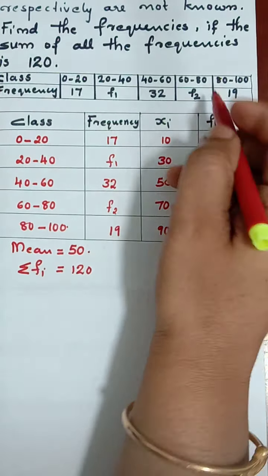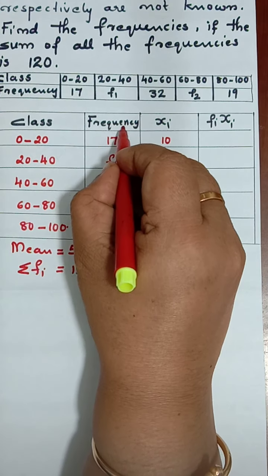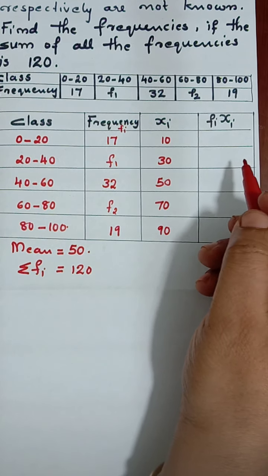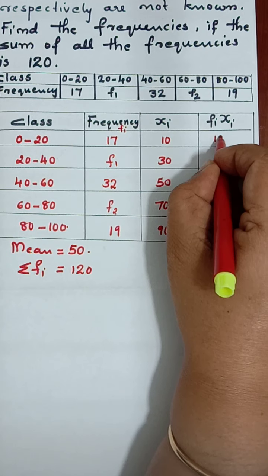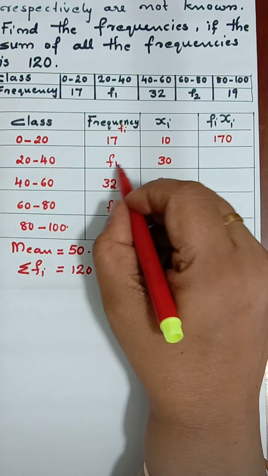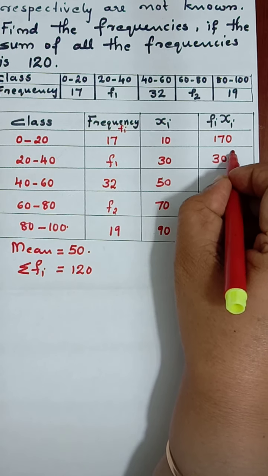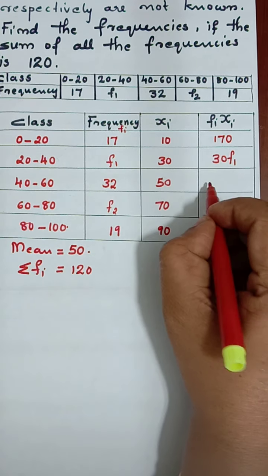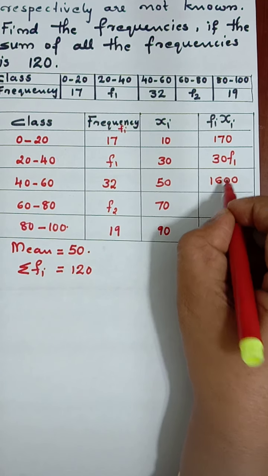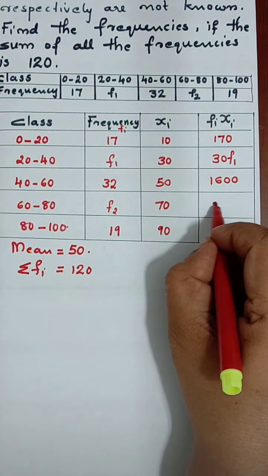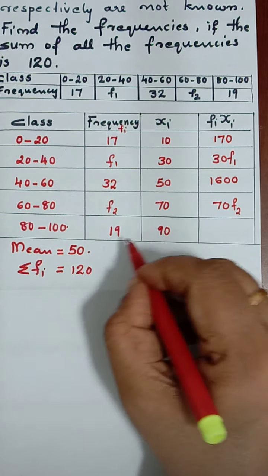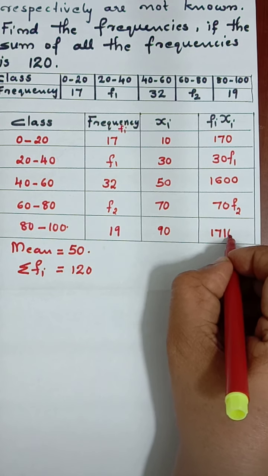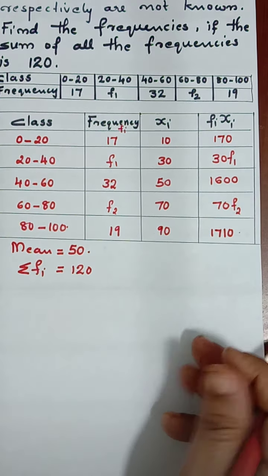Now the next step is multiplication of Fi and Xi. Fi is the frequency, so Fi into Xi we are going to multiply. 17 into 10 is 170. F1 into 30 we will write as 30 f1. 32 into 50 you have to multiply, 1600. 70 into f2 is 70 f2. 19 into 90 is 1710.